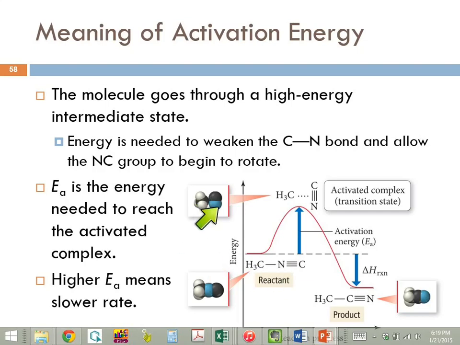And so what happens is this carbon-nitrogen group is going to rotate. So here we see that the nitrogen is in the middle and the carbon's on the end. And here it's beginning to rotate. That requires some energy. This is called an activated complex or a transition state. And the energy of that is higher. You have to put energy in in order for that to happen.